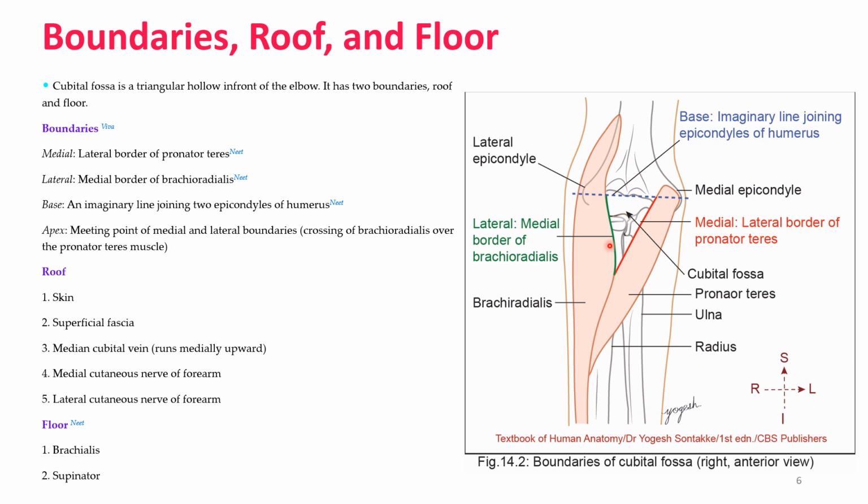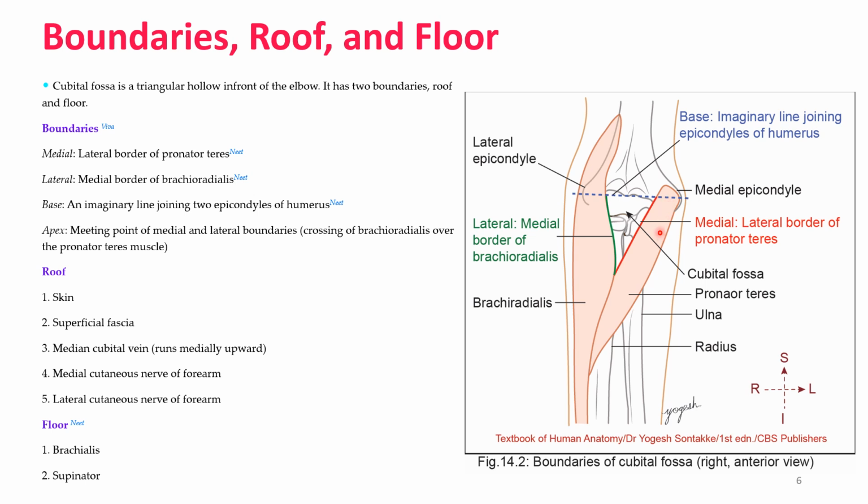Base: it is formed by an imaginary line joining both the epicondyles of the humerus. So the base is formed by an imaginary line joining the two epicondyles of the humerus. Apex is formed by the meeting point of the medial and lateral boundaries, that is, the crossing of brachioradialis over the pronator teres muscle. So this is the apex of the cubital fossa and this is the base of the cubital fossa.